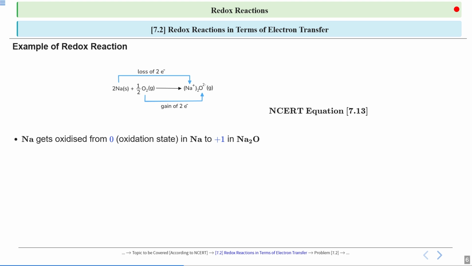What has happened over here? Sodium, which is present in the reactant, has an oxidation number of 0, while in the product you will find that it has an oxidation number of +1 in Na2O. What I have mentioned here? I have mentioned that sodium has an oxidation number of +1 in Na2O.